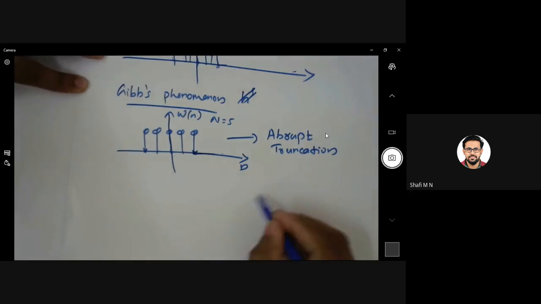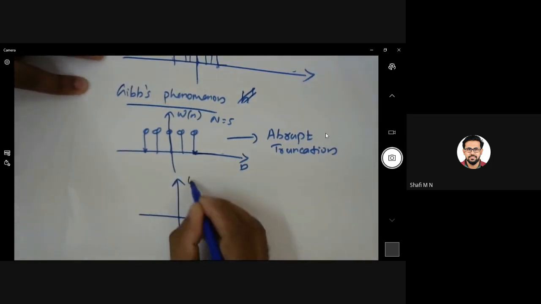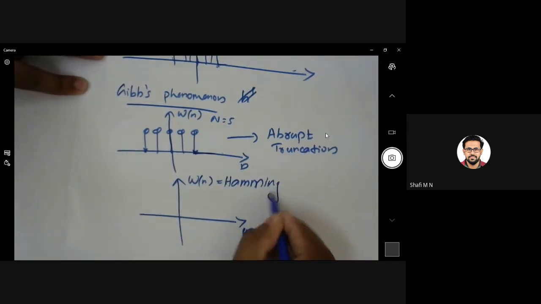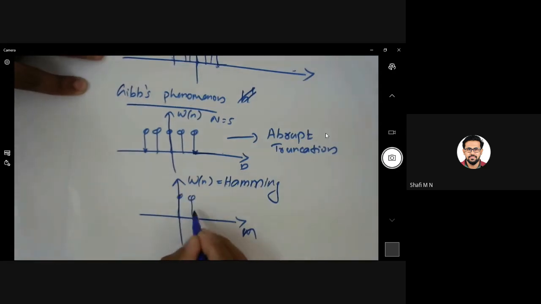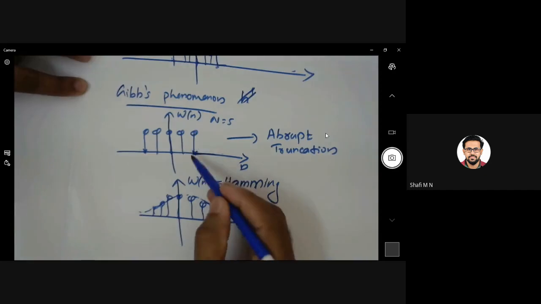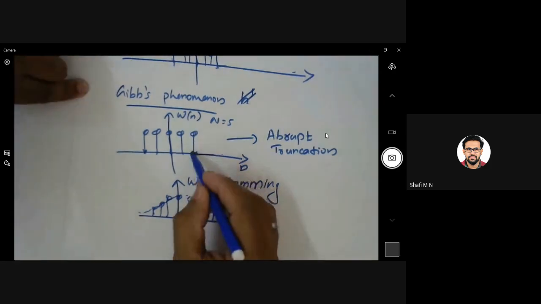Now I will introduce another term called smooth truncation. This is N. I will introduce another window called a Hamming window, H-A-M-M-I-N-G. This window will look like this. You will have a shape something like this at the boundary. Here it is not a sudden truncation. Here it is sudden, abrupt truncation. Here it is a smooth truncation. Gradually you are truncating to 0. You are not making an immediate stop.